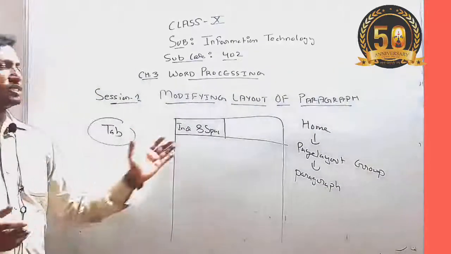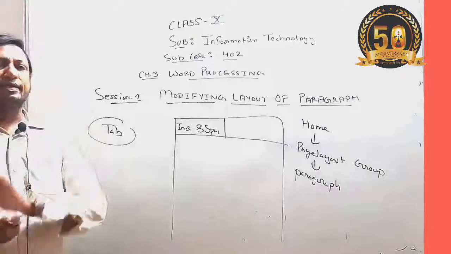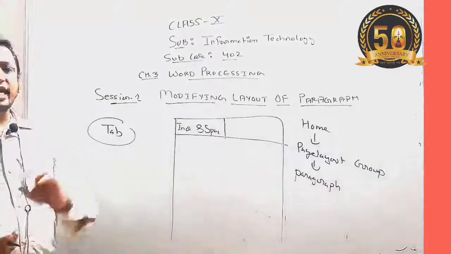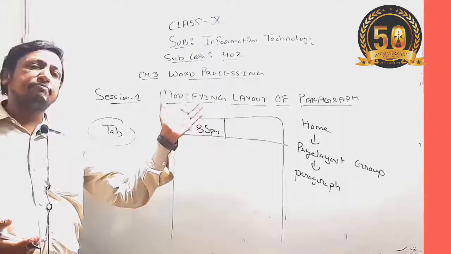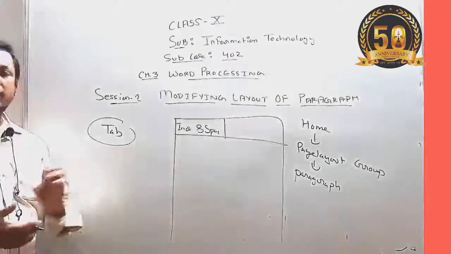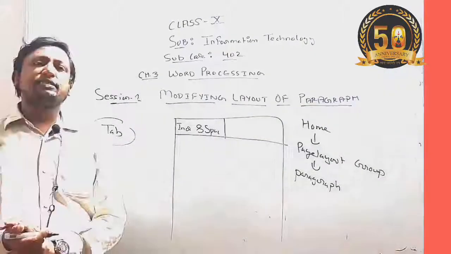From Indentation and Spacing you have to click on the Tab button. When you click on the Tab button, the tab option will appear, and from that tab option you can increase or decrease the tab size to set the tab value. In that way you can increase or decrease the tab.